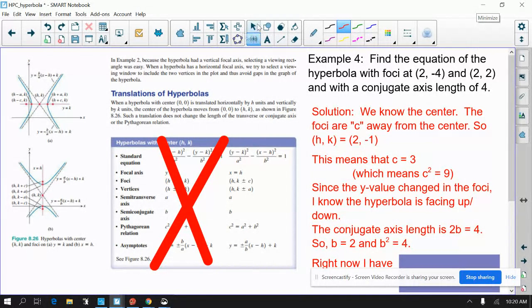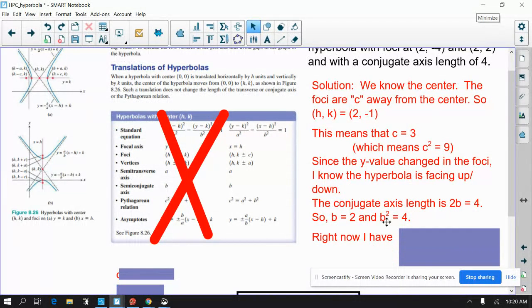But the conjugate axis is always 2b long. See, the semi-conjugate axis is b. Semi is half. So if the conjugate axis has a total length of 4, that means half of that length is 2, which means b is 2. So b squared is 4.